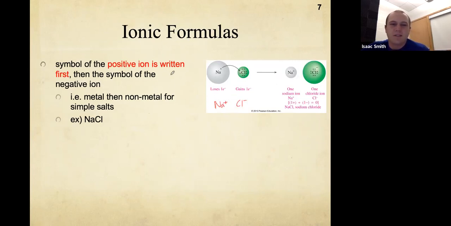So the positive ion is written first. That's why you see the sodium here. And then the symbol of the negative ion is written next, so chloride, okay, or chlorine.